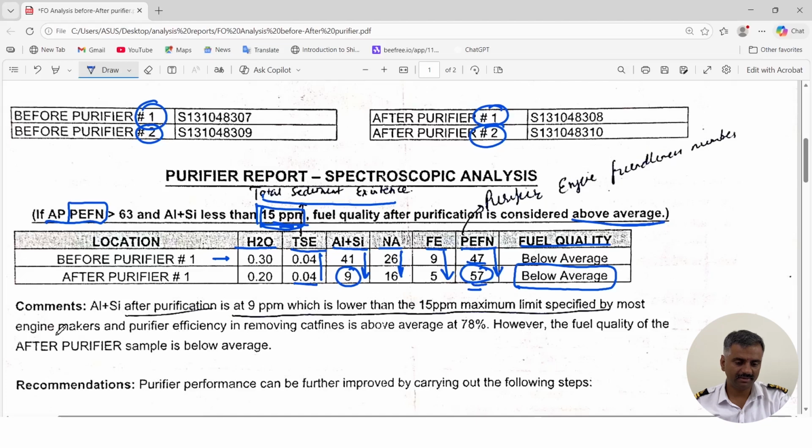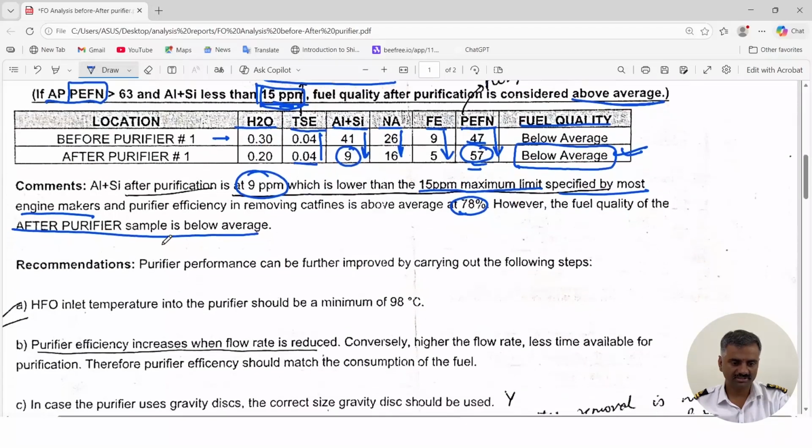So what they are giving in comments is that alumina silica after purification is at 9 ppm, which is much lower than the 15 ppm maximum limit specified by most engine makers, and purifier efficiency in removing the cat fines is above average, 78%. So they have reduced the cat fines by 78%. However, the fuel quality after the purifier sample is below average. This is as per the engine friendliness number, their number. What is this engine friendliness number? We'll see just now. So some recommendations.